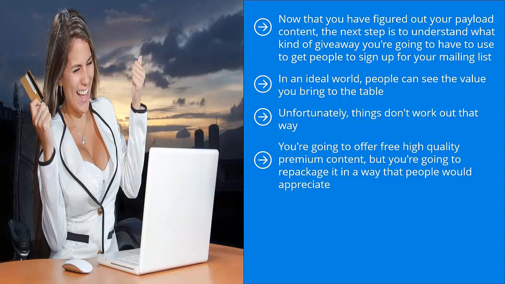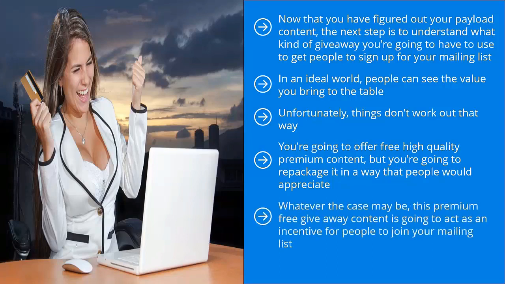Maybe you put in a book. Maybe you come up with some sort of cheat sheet or resource sheet. Or perhaps you can strip it all down into a booklet or even convert it into software form. Whatever the case may be, this premium free giveaway content is going to act as an incentive for people to join your mailing list. They get a copy of whatever it is you are giving away for free in exchange for their email. I call this an ethical bribe.